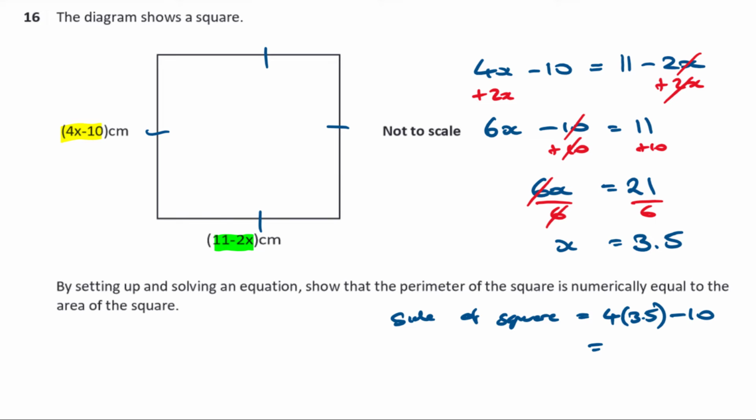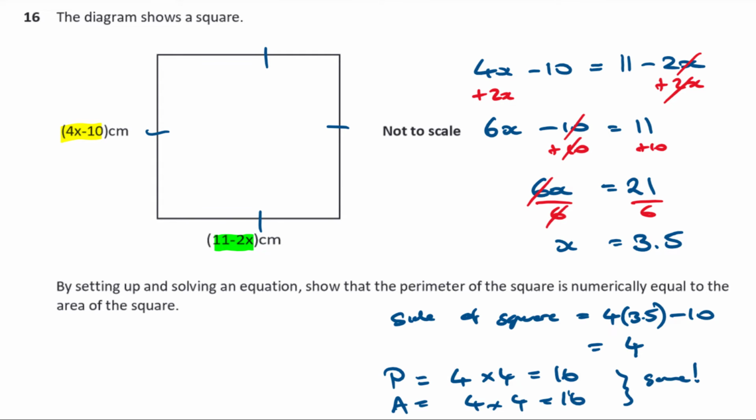Okay, so 4 times 3.5, 3.5 doubled and doubled again basically: 3.5, 7, 14. 14 take away 10, that's 4. So it's a square of side 4. So then the perimeter is going to be 4 lots of 4, which is equal to 16. And the area is also going to be 4 times 4, which is equal to 16. So there we go, I can just say same. I've shown numerically that the perimeter and the area are both equal to 16.